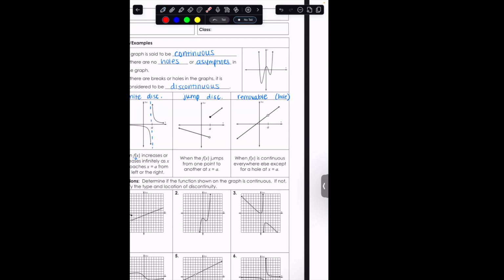So as I trace this function along, everything's good. I hit a hole right here. This is a removable discontinuity, and then I can pick it back up. But if I filled in that single point, it would be continuous and everything would be great. So it's continuous everywhere except for the hole at whatever value you have.